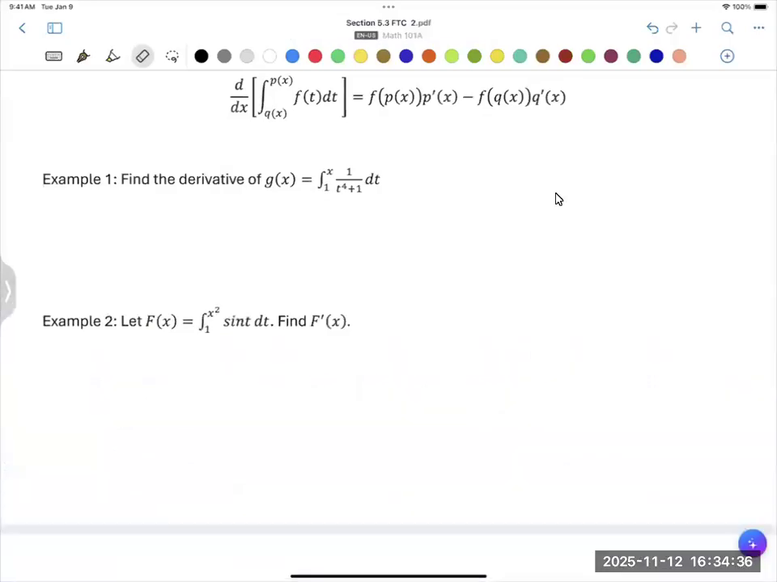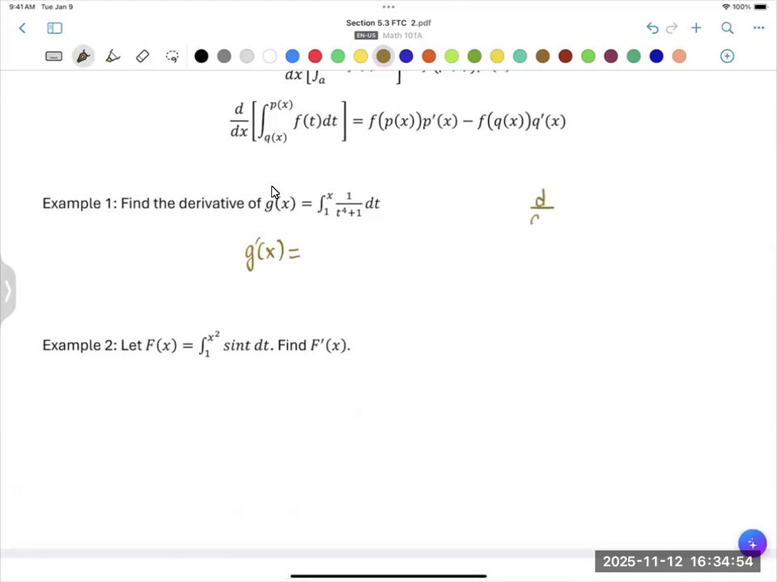Okay, so now let's take a look at an example. I have the function g of x equals the integral from 1 to x of 1 over t to the power 4 plus 1 dt. And now we want to find the derivative of that. So g prime is going to be d over dx.